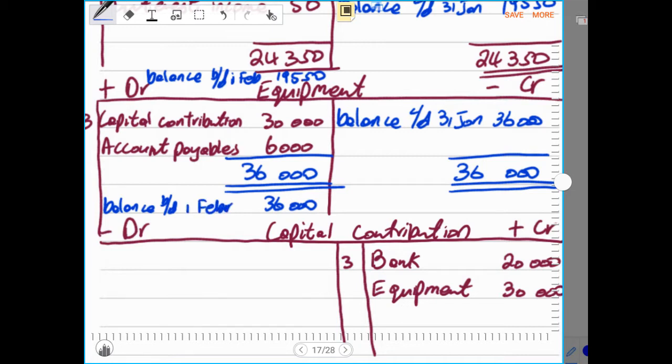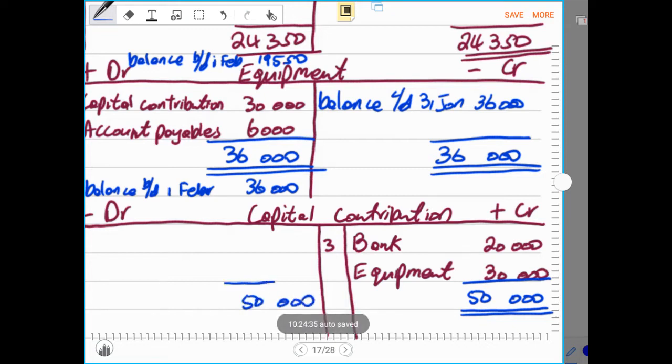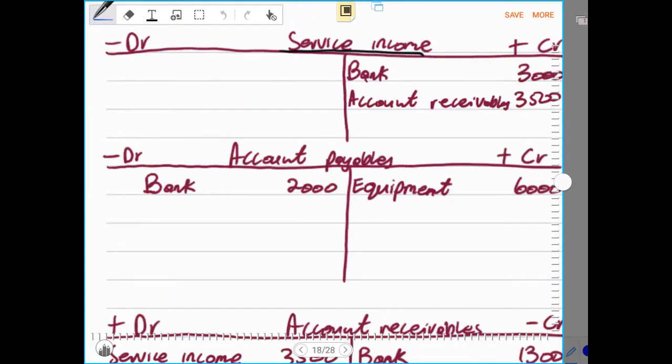Balance brought down. Then after, we will have the capital that was contributed, and the capital that was contributed amounted to 50,000 rands. We can just leave the capital there as it is. I only want to close the assets and the liabilities and ignore all others so far.